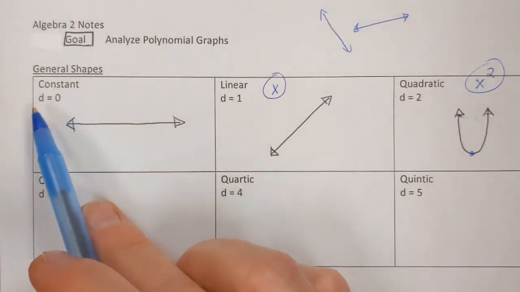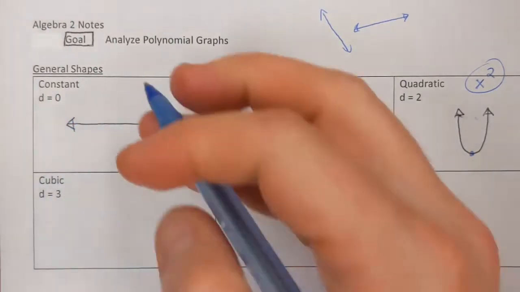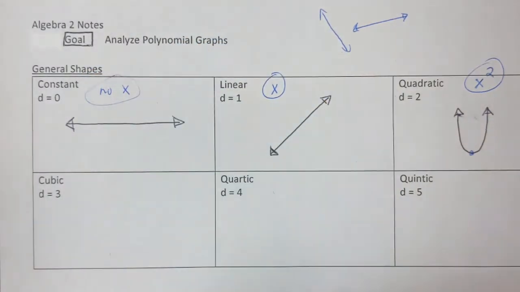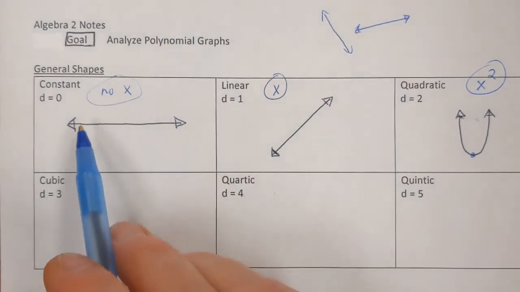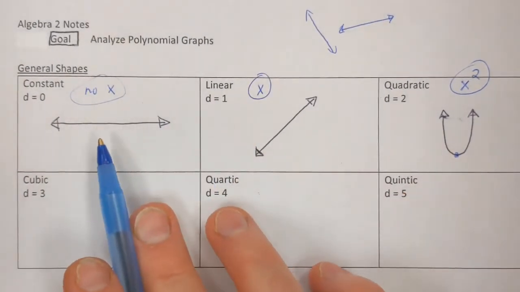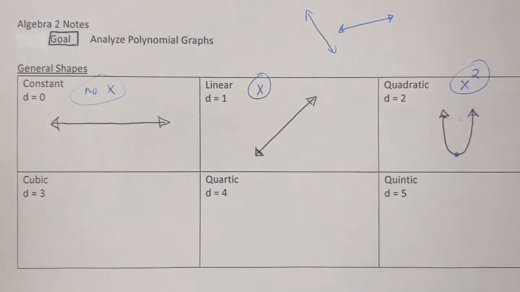All right, and here's one. If the degree is equal to 0, that means there's actually no x whatsoever in the function. If the function doesn't even have an x at all, okay, then it's going to make a horizontal line like this. So hopefully you already know the general shapes of these three functions.